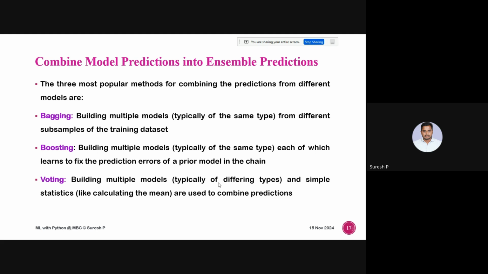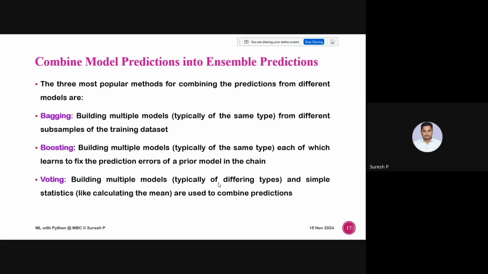The next one is boosting. In boosting, multiple models will be generated, typically from the same data type, each of which learns to fix the prediction error of a prior model in the chain. So in the boosting process, it will learn from the prior model. If the prior model generates any error, that will be learned in the next level. For example, whenever we have a data set, the data set will be given to that model. If the model predicts the wrong outcome, then automatically that will be given more weightage in the next phase of learning. So that is the concept of boosting.